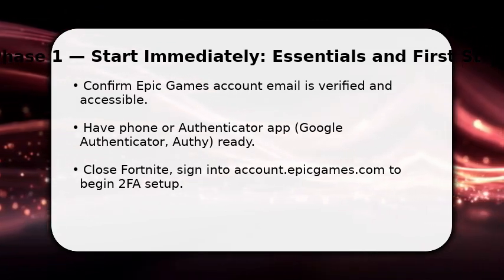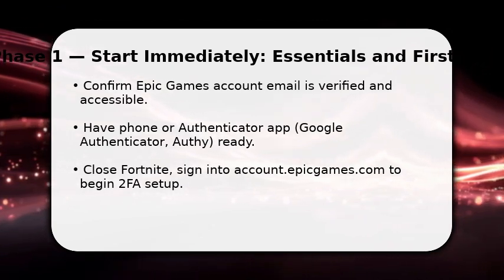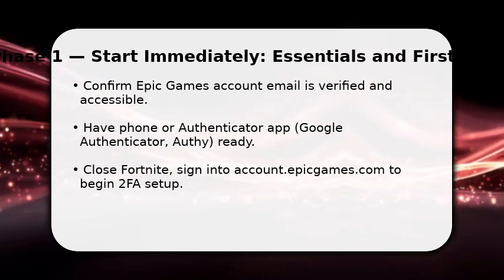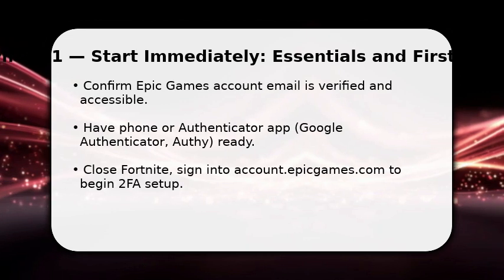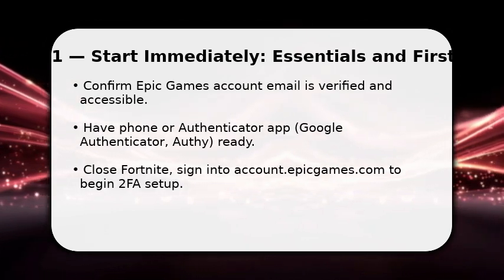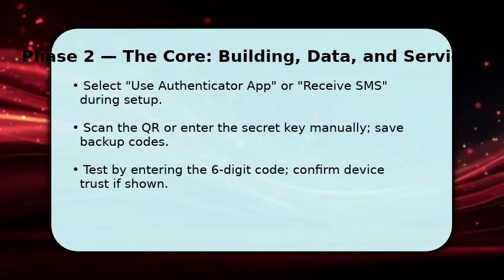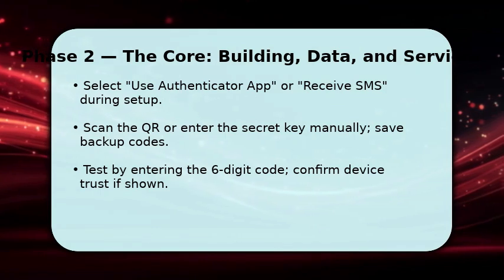Next, choose your method, phone SMS or an authenticator app, because each creates different codes and recovery options. Start the 2FA flow under password and security. You'll see step-by-step prompts. Follow the on-screen instructions and keep your phone in hand so you can receive or scan the code immediately. You now continue by selecting the Authenticator app or SMS option, depending on your preference.